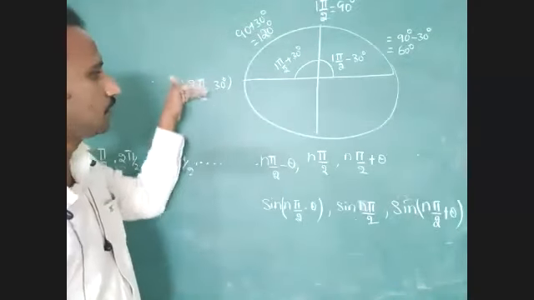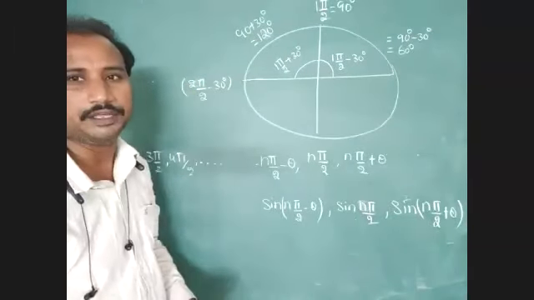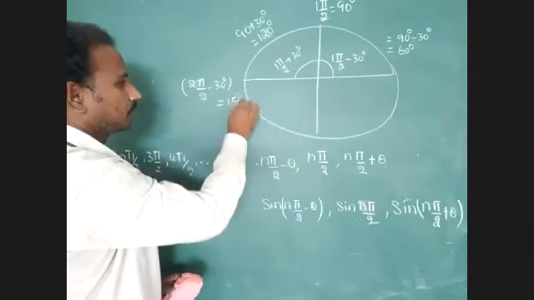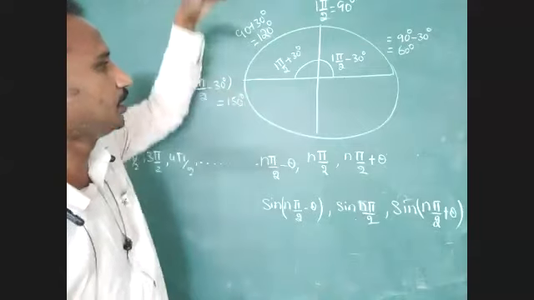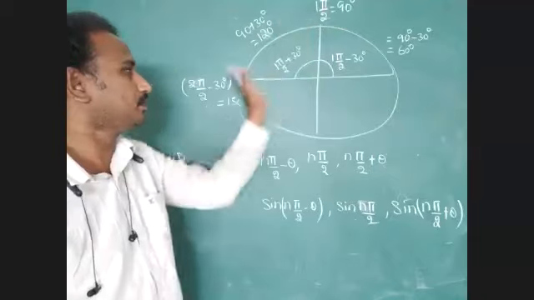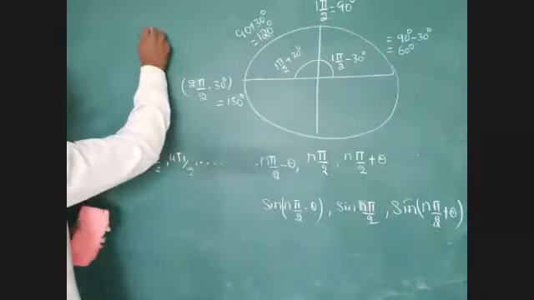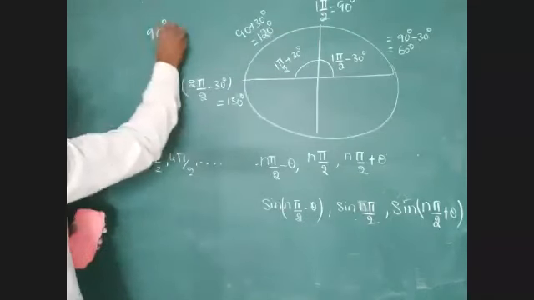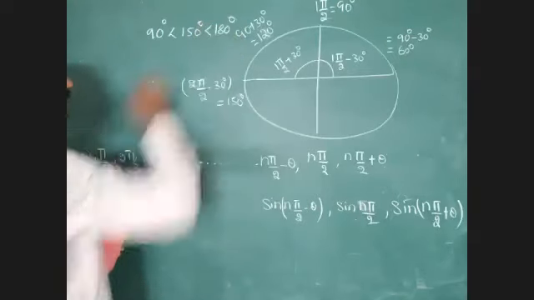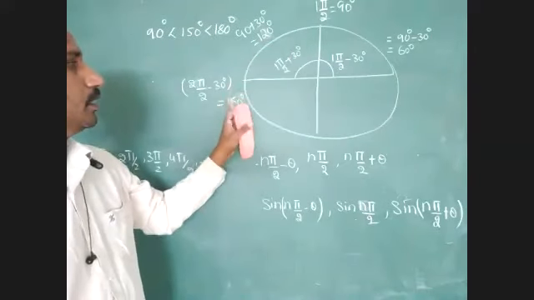2 pi by 2 value is equal to pi, equal to 180 degree. 180 degree minus 30 equal to 150 degree. Yes or no? It is equal to 150 degree, and 150 degree is related to the second quadrant. You have to find that angle from 90 degrees to 180 degrees. Here we can consider that 90 degree is less than 150 degree, which is less than 180 degree. Understood this point? So here 150 degree belongs to the second quadrant.